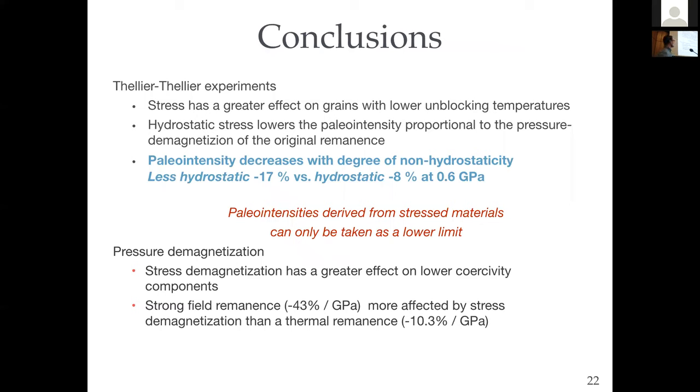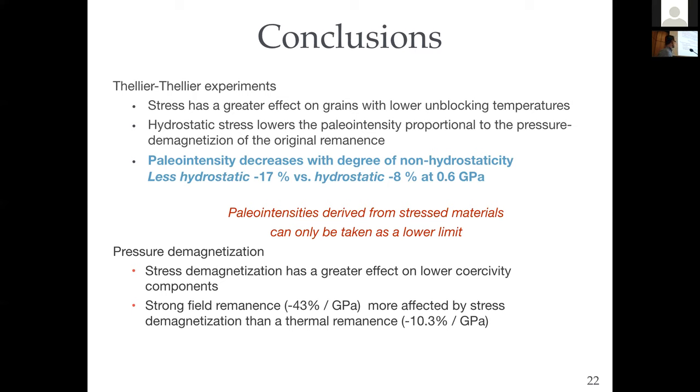Stress affects grains with lower unblocking temperatures more. The higher the stress, the higher the unblocking temperature that is affected. Hydrostatic stress lowers the paleointensity proportional to the pressure demagnetization, and hydrostatic stress is less affecting than non-hydrostatic. Again, we don't expect a purely hydrostatic strain to blast apart this planetesimal. So the take-home message is: paleointensities derived from stressed materials can only be taken as lower limits.